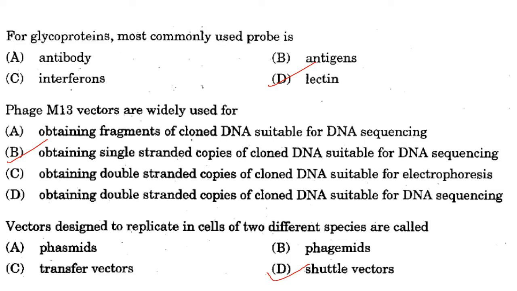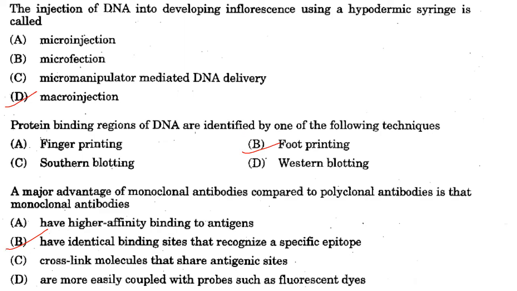Then, for glycoproteins, the commonly used probe is lectin. It will bind to the carbohydrate moiety. So the answer is option D. Phage M13 vectors are widely used for obtaining single-stranded copies of cloned DNA suitable for DNA sequencing. So phage M13 vectors will give you single-stranded copies of cloned DNA. Then, vectors designed to replicate in cells of two different species are called shuttle vectors. The answer is option D.